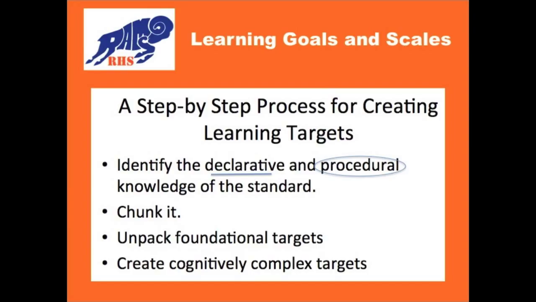The first thing you will want to do for building learning goals and scales is to unpack the standard. You will want to identify the nouns and the verbs of the declarative and procedural knowledge of the standard, and then chunk it out and put it in student-friendly terms for the level 3. You will also want to create your level 2 by unpacking the foundational targets, and lastly, create your level 4 by creating cognitively complex targets that challenge students to extend their thinking.